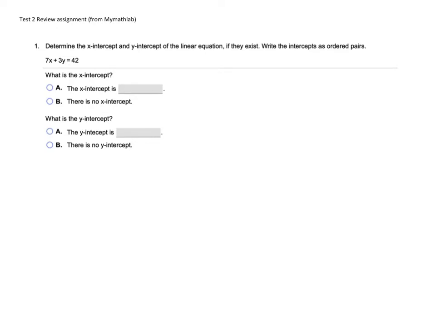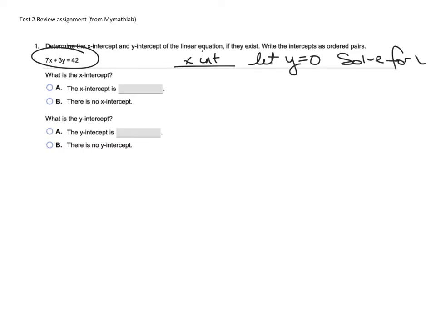Determine the x-intercept and y-intercept of the linear equation, if they exist. Write the intercepts as ordered pairs. Okay, we have a line. So to find the x-intercept, as always, we let the opposite be 0. So we're going to let y equal 0, and then we're going to solve for x. All right, we have 7x plus 3y equals 42. Let's let y equal 0, and then we just solve the equation.